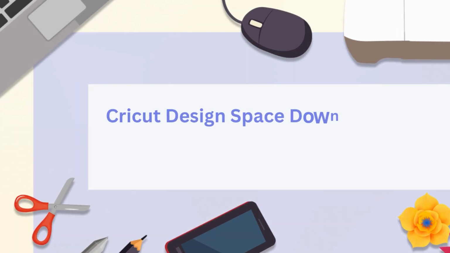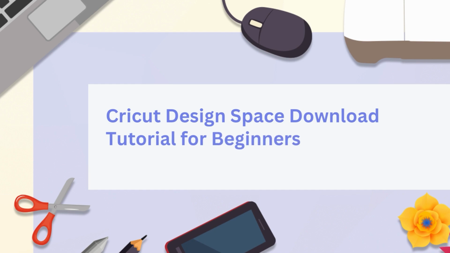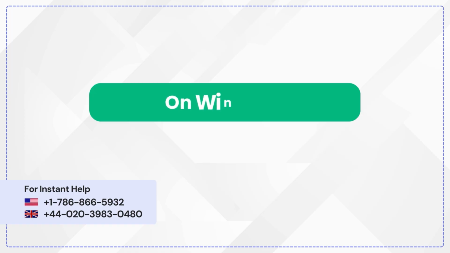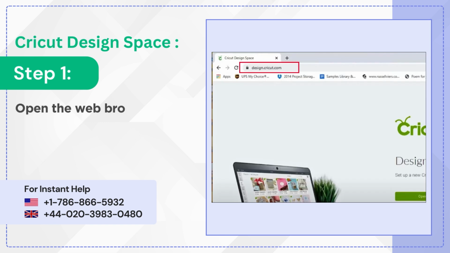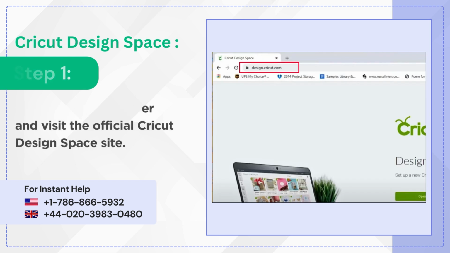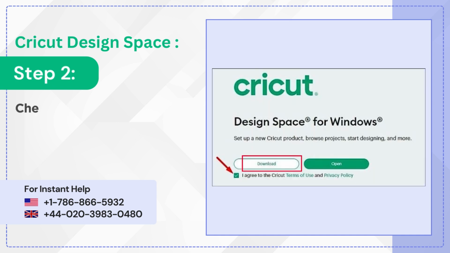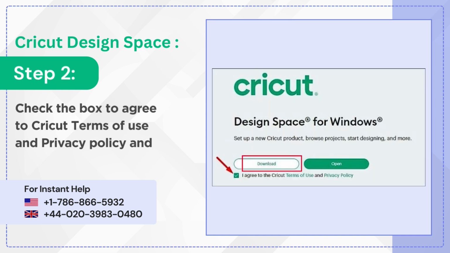Cricut Design Space Download Tutorial for Beginners. On Windows. Step 1. Open the web browser and visit the official Cricut Design Space site. Step 2. Check the box to agree to Cricut Terms of Use and Privacy Policy and click Download.